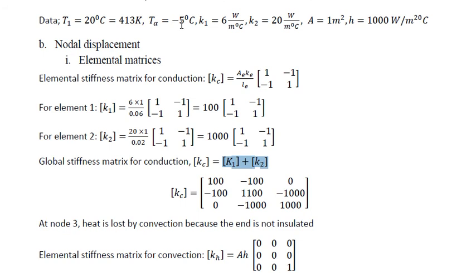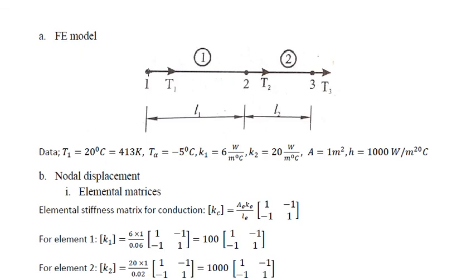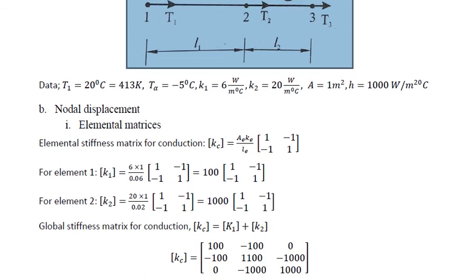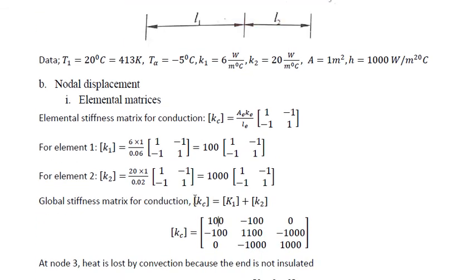Now at each node the degree of freedom is 1. There is only one dimensional heat transfer at each node. Since there are 3 nodes overall, the global stiffness matrix size will be 3 cross 3.